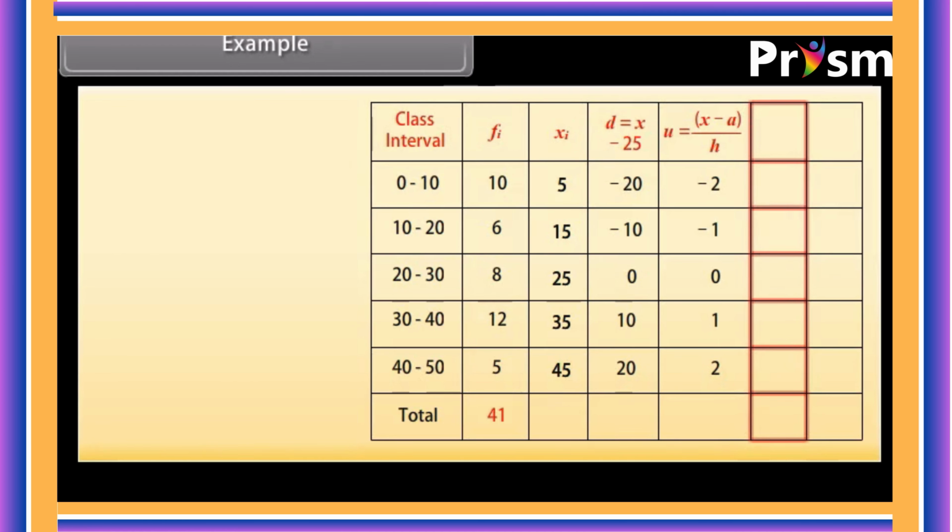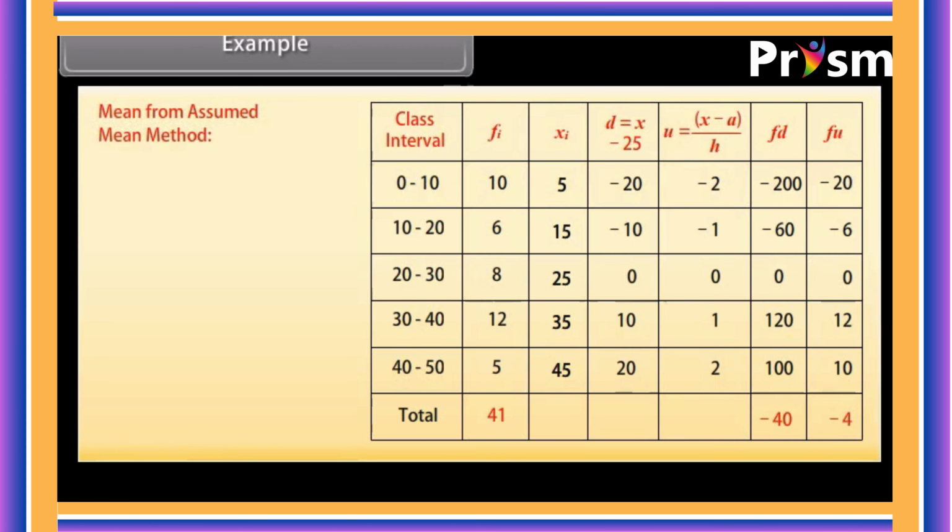In the sixth column, we find the product of f and d, and their sum is minus 40. In the seventh column, we find the product of f and u, and their sum is minus 4. And then we find the mean using the assumed mean method by using the formula: assumed mean plus summation of the product of fi and di divided by summation of fi. 25 plus minus 40 by 41, 25 minus 0.98, 24.02.